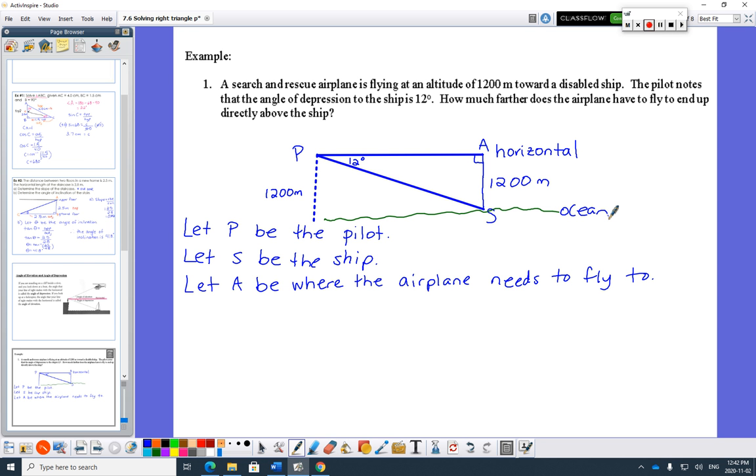So now you have to decide which side we are trying to find. Are we trying to find the hypotenuse or up here? But remember, read what the question says. How far does the airplane have to fly to be directly above the ship? It's not trying to fly to the ship. It doesn't want to crash into the ocean. It wants to fly above it, okay?